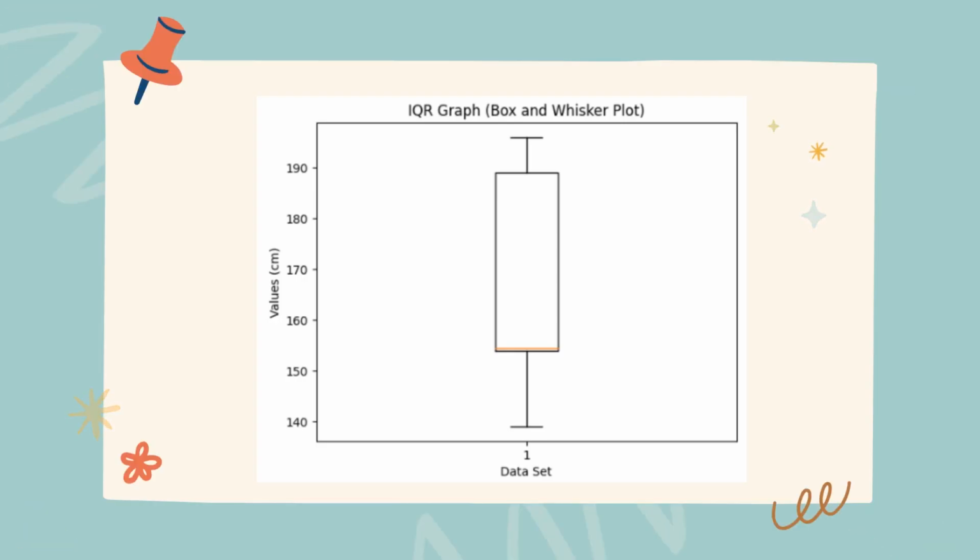The IQR graph, also known as a box and whisker plot. The y-axis shows the values in centimeters, while the x-axis represents the data set. The box in the center represents the interquartile range, or IQR, which contains the middle 50% of the data. The bottom of the box is the first quartile, or Q1, the top is the third quartile, or Q3, and the line inside the box represents the median, which is the middle value of the data. The lines extending above and below the box are called whiskers, and they show the minimum and maximum values, excluding outliers. This plot helps us quickly understand the spread and distribution of the data.